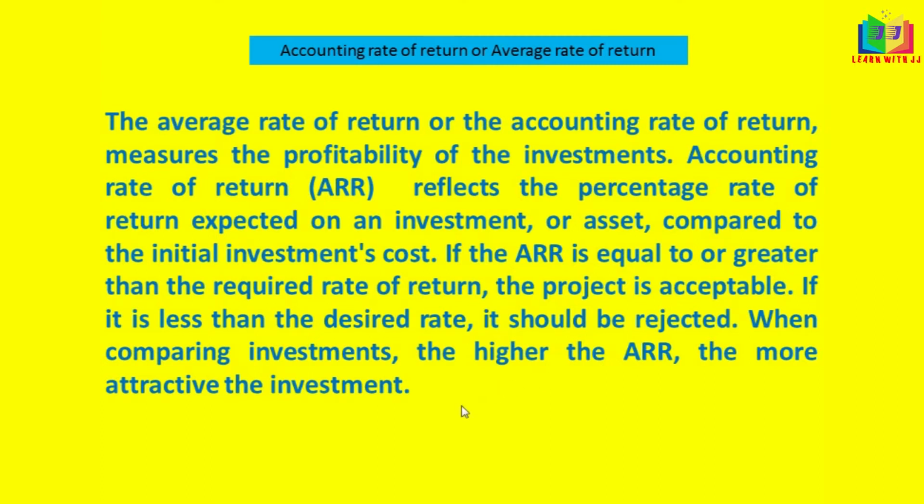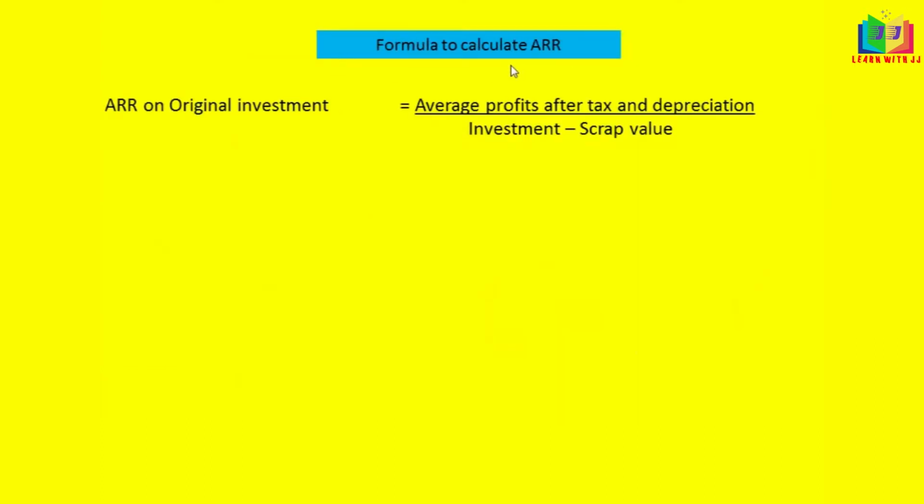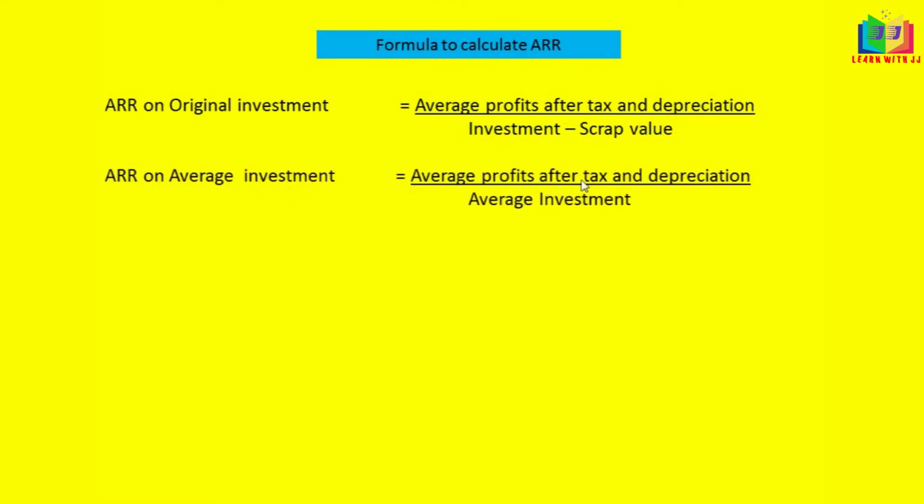Now we'll see the formula to calculate this ARR. We can calculate this ARR under two methods: ARR on original investment and ARR on average investment. First, the formula for original investment: average profit after tax and depreciation divided by investment minus scrap. Now the formula for ARR on average investment: average profit after tax and depreciation divided by average investment.